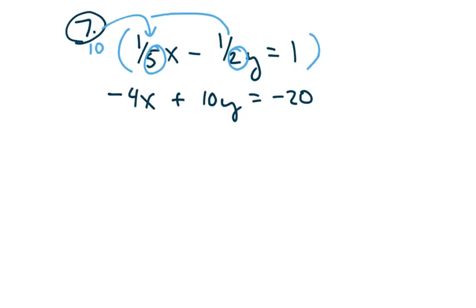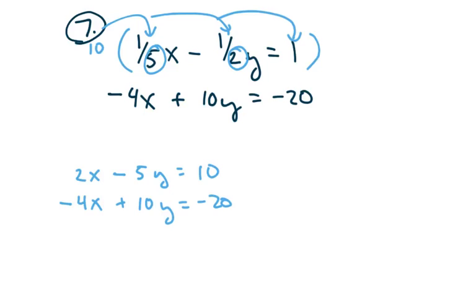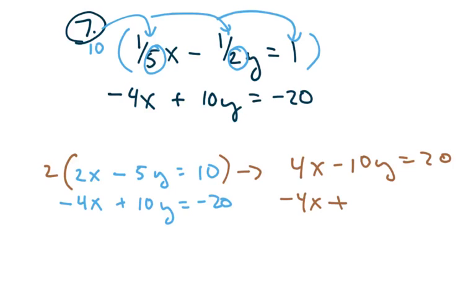When we distribute this in, 10 divided by 5 is 2, so that will leave me with 2x. 10 divided by 2 is 5, so 5y. And don't forget to go to the back one as well and get 10. Okay. The bottom one is still the same, negative 4x plus 10y equals negative 20. And pause for a second and think about what's the easiest way to go about solving this. Hopefully you said multiply the top by 2, and we get 4x minus 10y equals 20. And on the bottom we have negative 4x plus 10y equals negative 20.